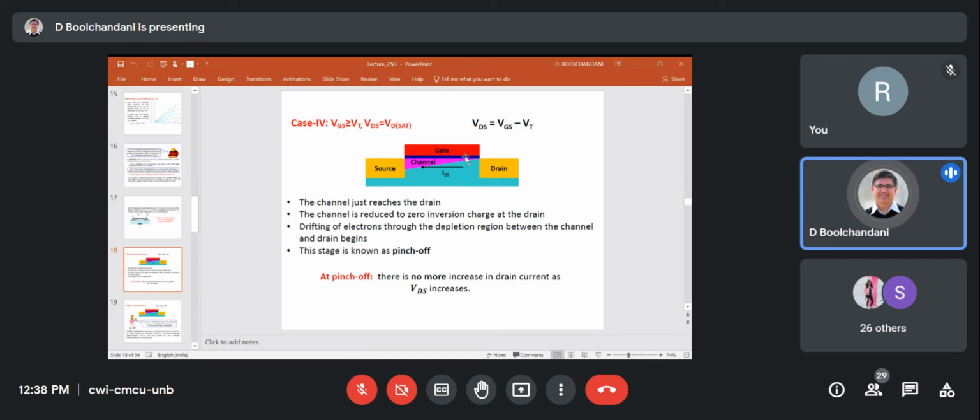And the electrons don't stop. The number of electrons that cross from the channel region to the drain region becomes constant. They start drifting from the depletion region into the drain region. However, the number of electrons flowing from the channel to the drain region becomes constant. They do not increase, and we say that the current has saturated. And we say that there is no more increase in the drain current as you increase the drain to source voltage.